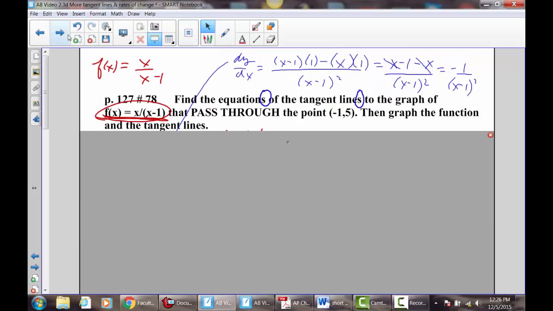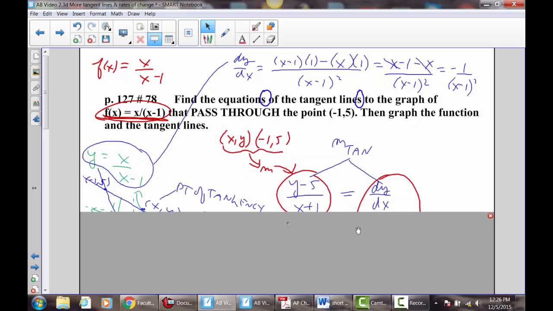Okay. Next, we have number 78. Find the equations, obviously there might be more than one, of the tangent lines to the graph of f of x equals x over x minus 1 that pass through, not at the point. This is not the point of tangency. It's just that your lines, both of them, pass through that point, negative 1, 5. And then they ask you to graph the function and the tangent lines.